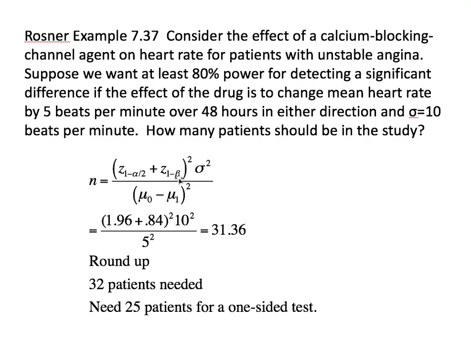Remember that beta now is 0.2 here because the power is 80%. So Z1 minus beta is Z of 0.2, and you can figure that out. We're given this, our effect size is 5. It tells us that we need 31.36 patients, but we can never have a third of a patient, right? So we're going to round up and say that we need 32 patients for this study if we're going to detect a significant difference. Okay? If it happened to be a one-sided study, we'd need fewer patients. We'd need just 25. The difference would be that this would be Z1 minus alpha. Okay? All right.